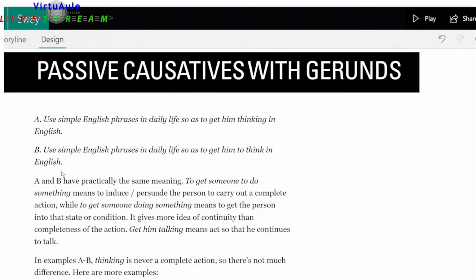Okay, A: use simple English phrases in daily life so as to get him thinking in English. B: use simple English phrases in daily life so as to get him to think in English. Okay, so the difference here is thinking in English or to think in English. A and B have practically the same meaning.